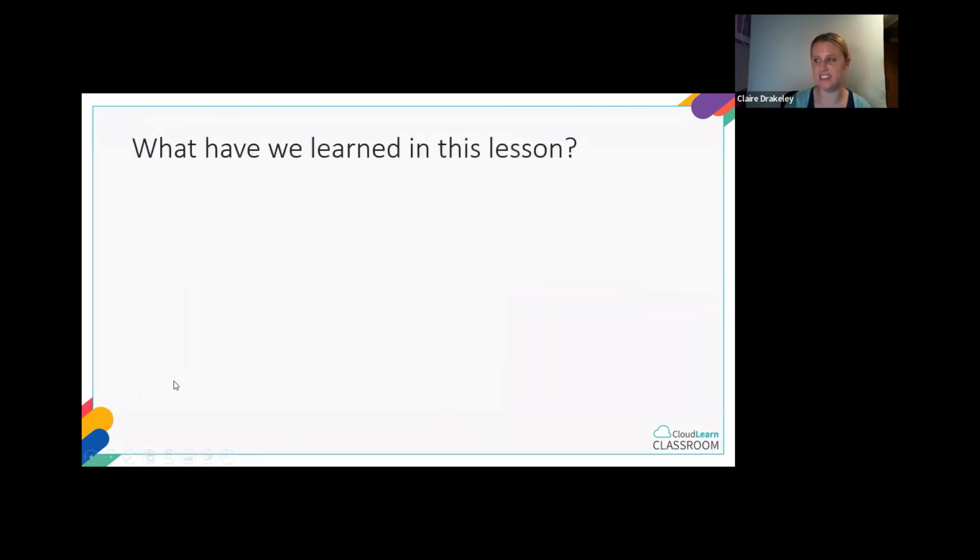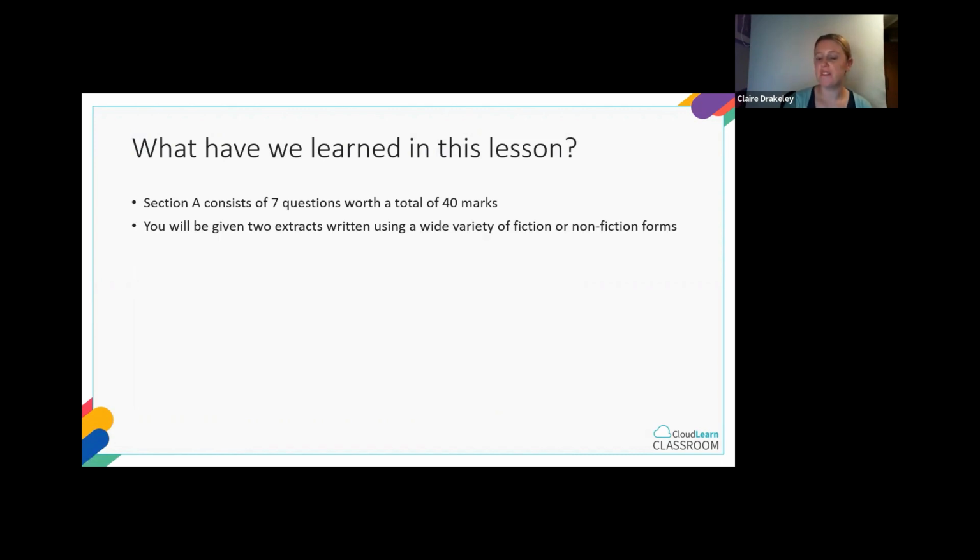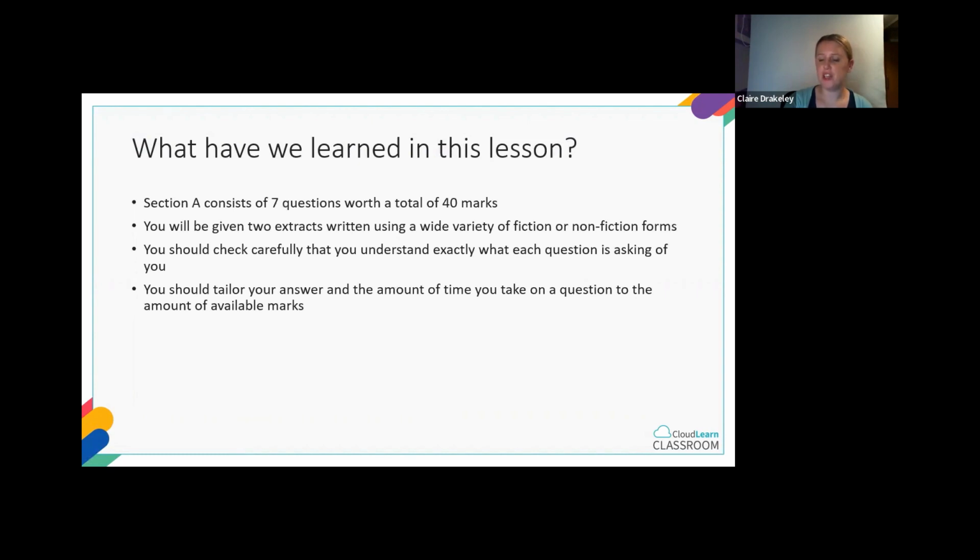So what have we learned in this lesson? Hopefully, we have learned that section A of the exam consists of 7 questions worth a total of 40 marks. That you will be given 2 extracts written using a wide variety of fiction or non-fiction forms. That you should check carefully that you understand exactly what each question is asking of you. So you should tailor your answers and the amount of time you take on a question to the amount of available marks for that question. That if you're stuck, just move on and come back to it at the end.